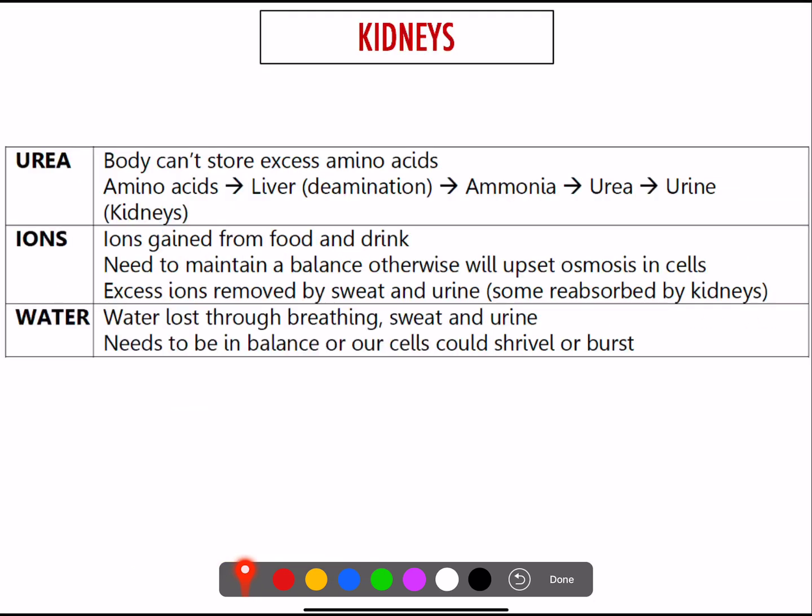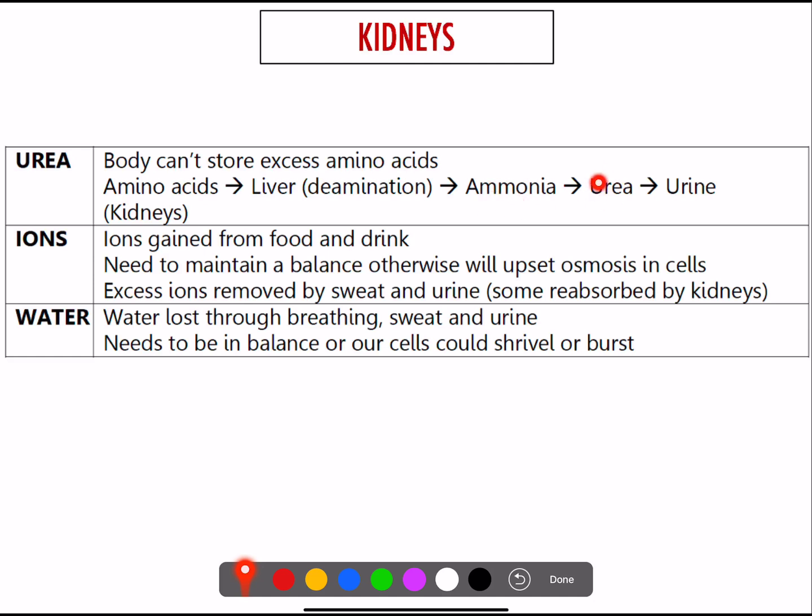Okay, now the kidneys, their main job is to filter urea, ions and water. Now, what is urea? Urea is basically formed from amino acids. Now, remember, amino acids come from proteins that we eat, like chicken, fish, etc. So, our body can't store excess amino acids. Unlike glucose, if we have excess glucose, our body can store that as glycogen. But if you have excess amino acids, they go to the liver, where they get deaminated. And during deamination, they get turned into ammonia. Ammonia then turns into urea.